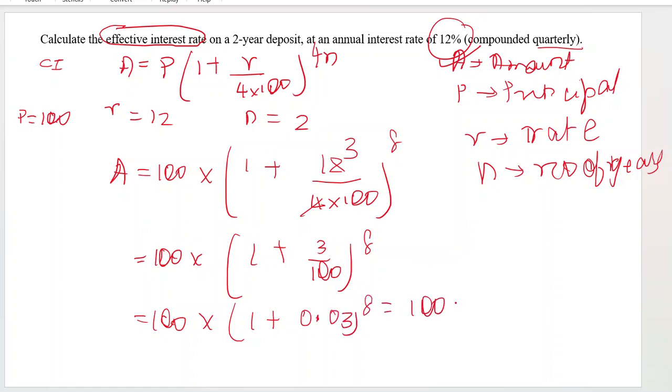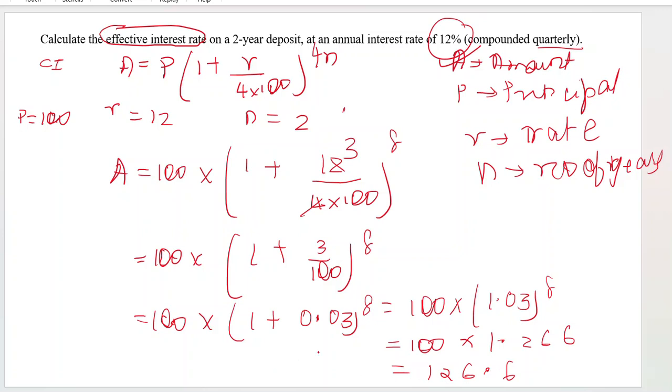This will be 100 into 1.03 raised to 8. So what we basically have to do is multiply 1.03 eight times to get this answer. We get the answer as 1.266. So if we multiply it by 100, we get 126.6. Now, this gives us the amount.